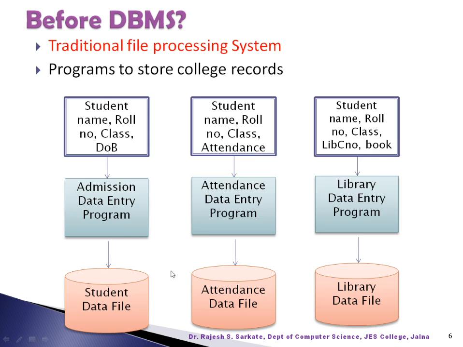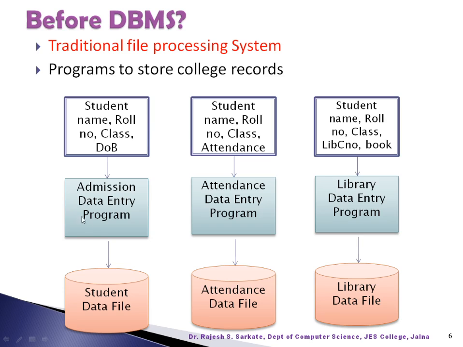But it might happen that this program is written by one programmer, and the other program is written by another programmer. The third program is maybe written by a third programmer. So it might happen that a programmer may use a different structure for the student name. Somebody may use a student name up to 20 characters. Another program, while storing the information, may use student name up to 50 characters. Roll number may be character, somebody may use it as integer. Class name again can have different formats.